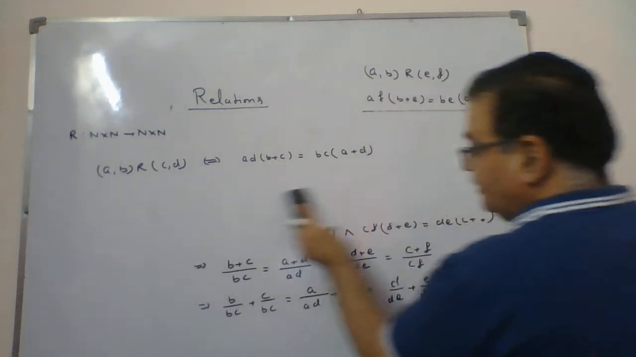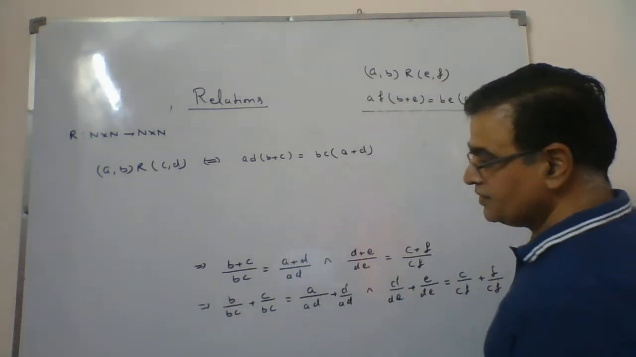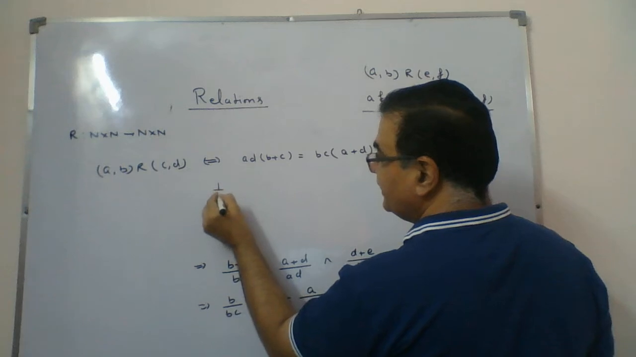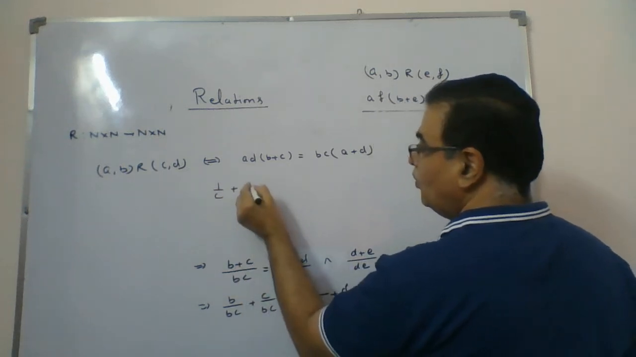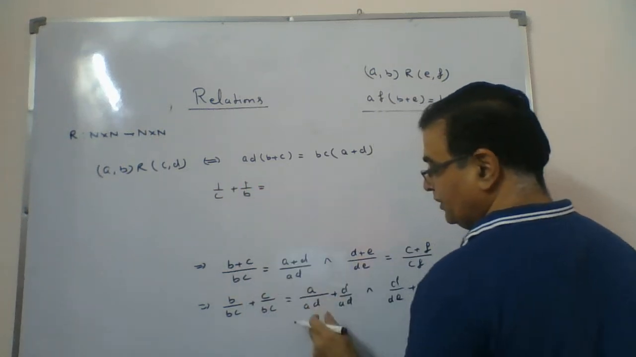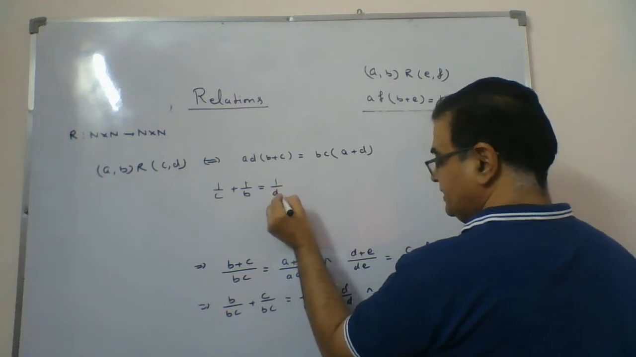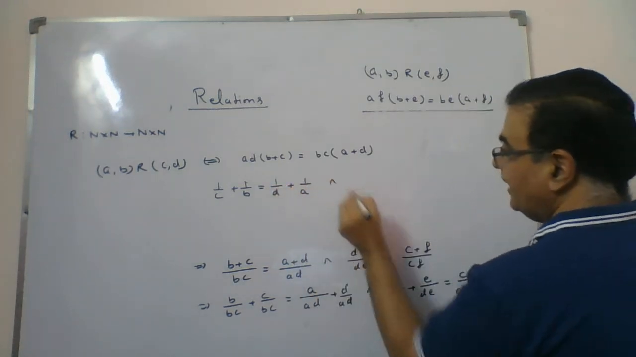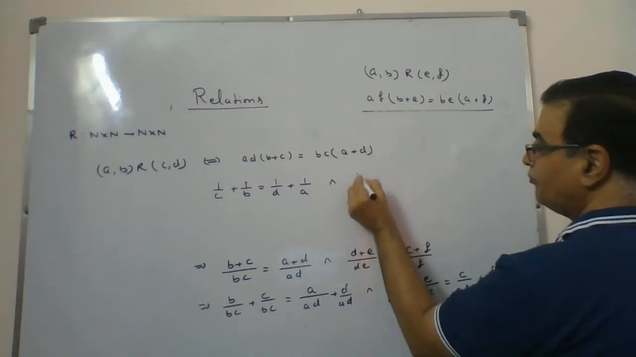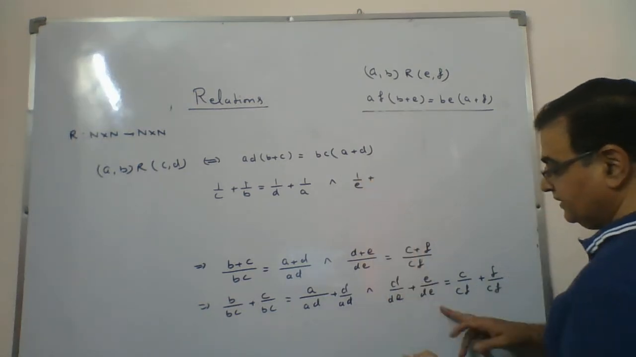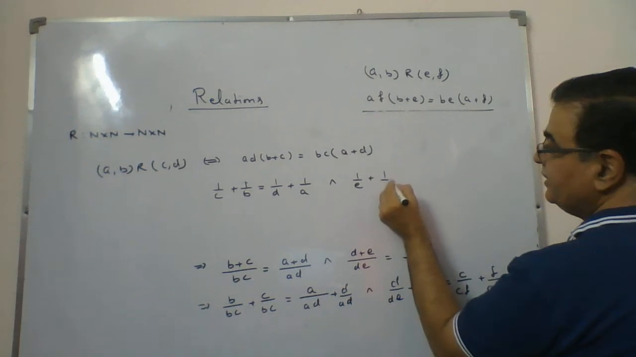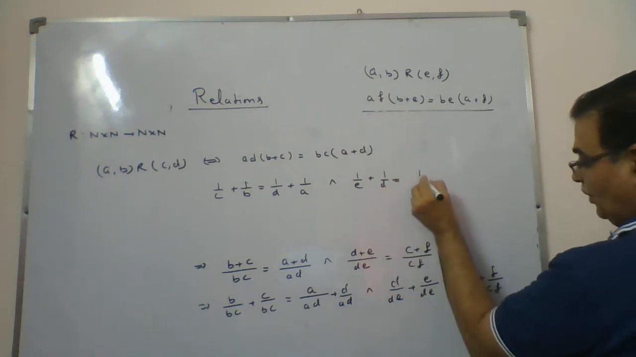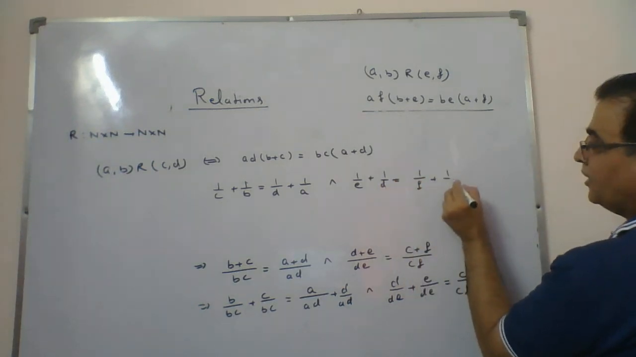Now when you solve it, this result comes. Just check here, B cancels out, so 1 by C plus 1 by B comes out to be 1 by D plus 1 by A. This is the first part, and at the same time it will be 1 by E plus 1 by D equal to 1 by F plus 1 by C.